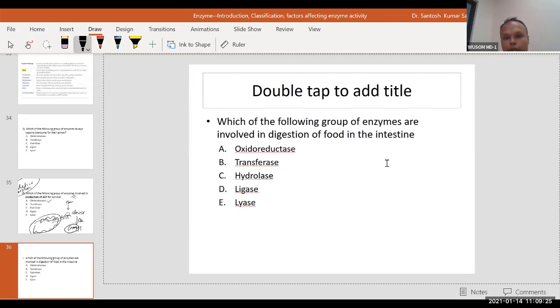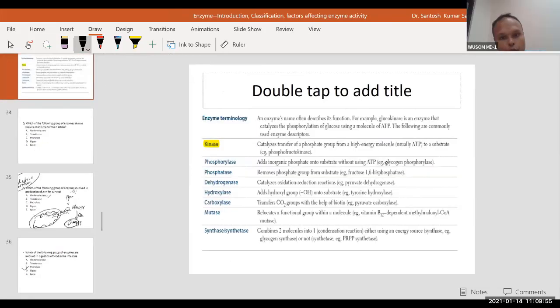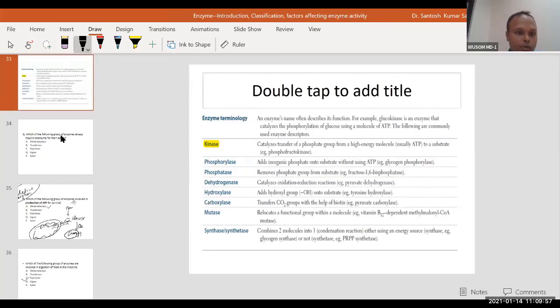Which of the following groups of enzymes are involved in digestion of food in the intestine? C. Yes, C, hydrolase. Very good. Now kinases fall in which of the following groups? B. Transferase. Yeah, it's B. If you have confusion, I will show you.